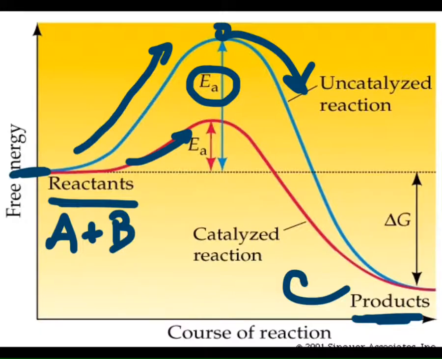It doesn't take as much energy to get that ball to the top so it will spontaneously fall to the other side. That's what enzymes do. From a biochemical, physical standpoint, they actually lower the hump. They lower the energy of activation. That's what the magic of enzymes is. Okay? That's how they do their job.